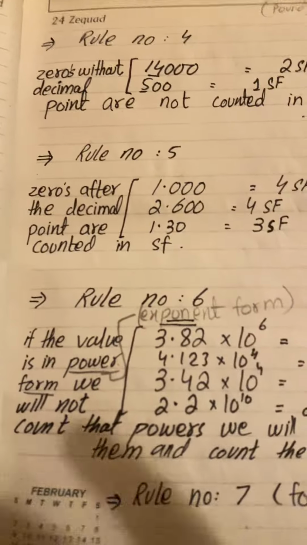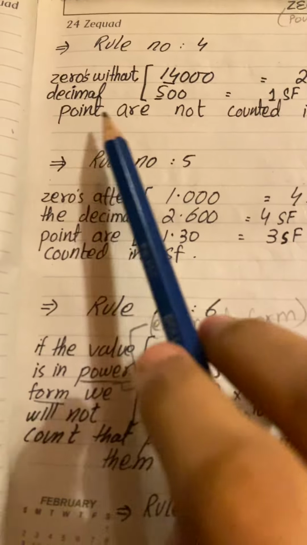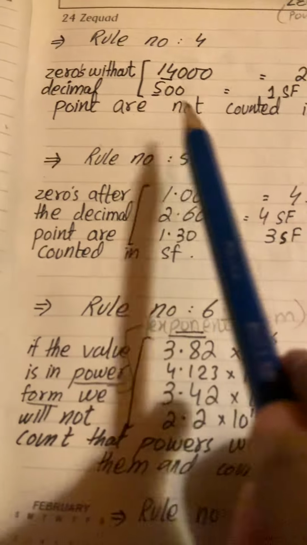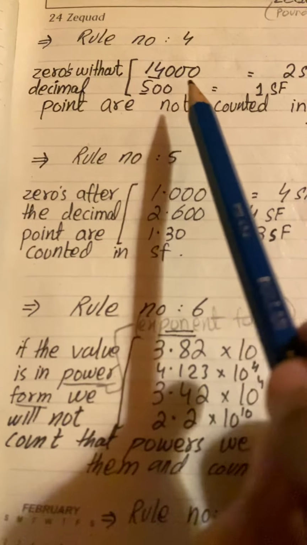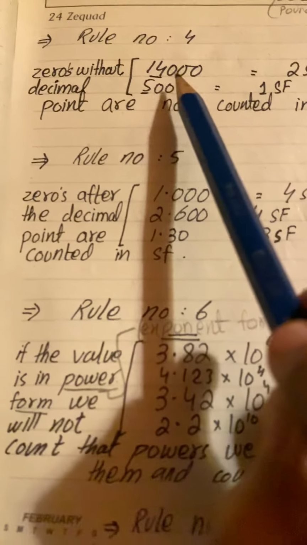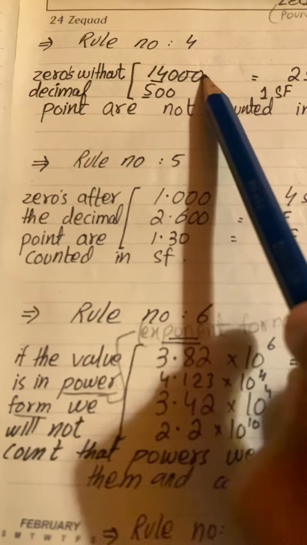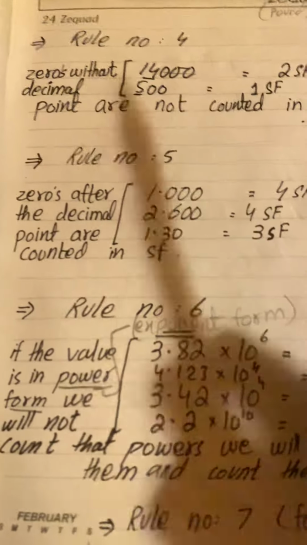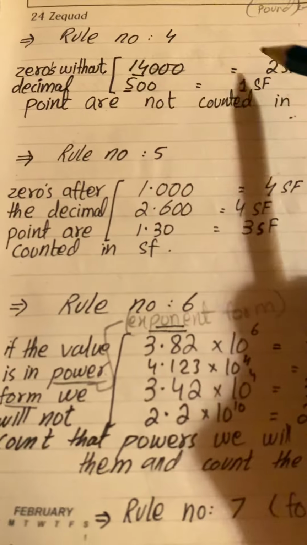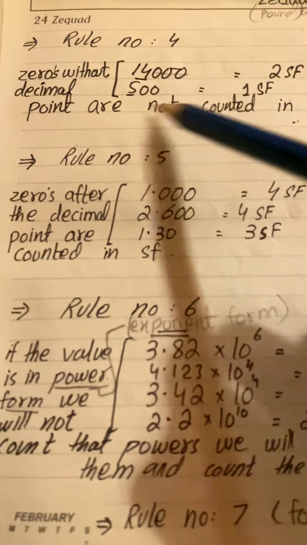Okay. Rule number 4 tells us that zeros without a decimal point are not counted. Like 14,000, it has no decimal point, so we will not count these zeros in significant figures. There will be only 2 SF. And for 3,000, there will be only 1 SF.